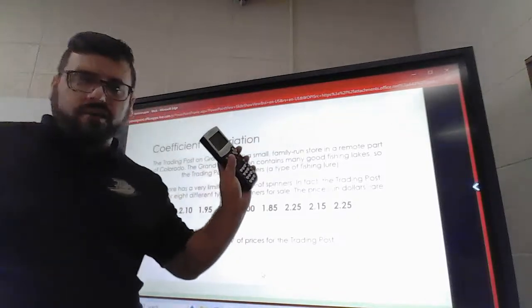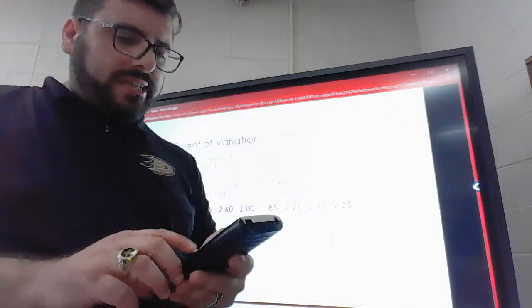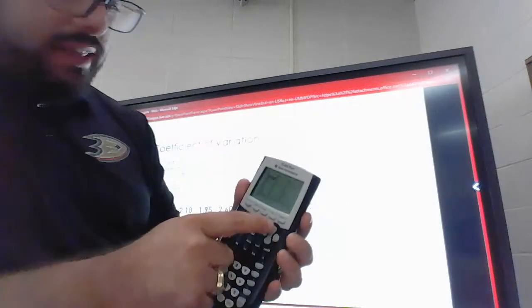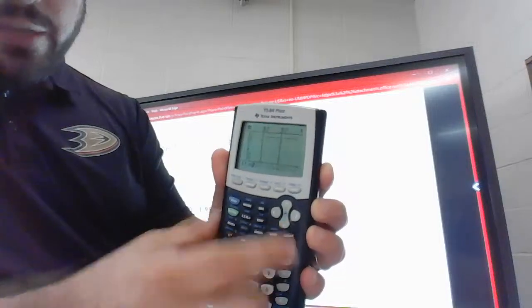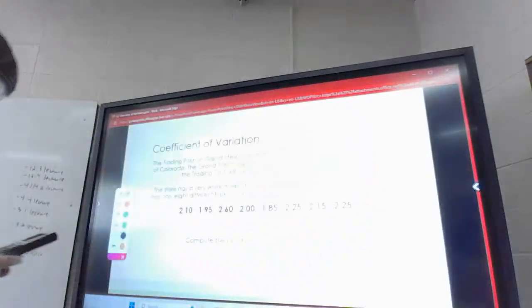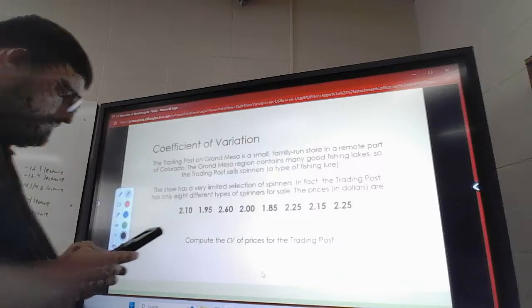We're actually going to put this in the calculator so that we can find these a little bit easier. So again, press the stat button. We're going to edit. If you want to clear out a list, scroll all the way to the top of L1 or L2 or whatever it is, press the clear button and enter. And voila, you're ready to enter your new data. So I'm going to put this data in: 210, 195, 260, 202, 185, 225, 215, and 225.